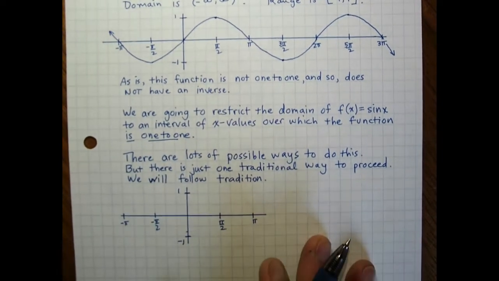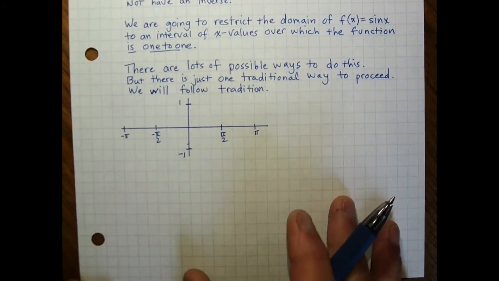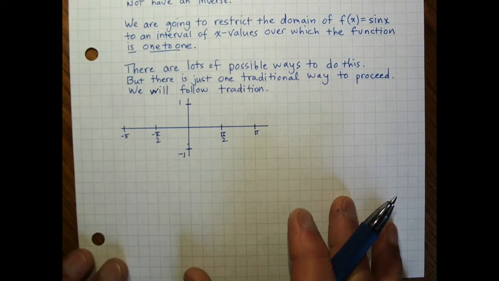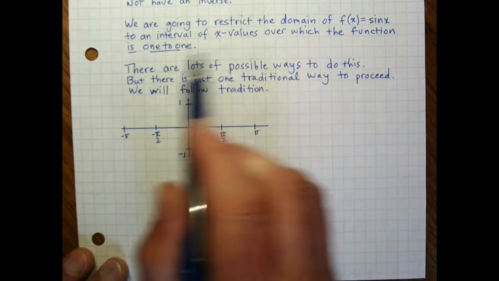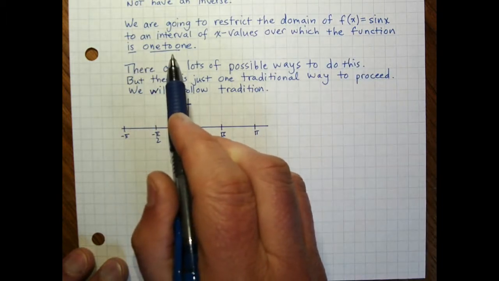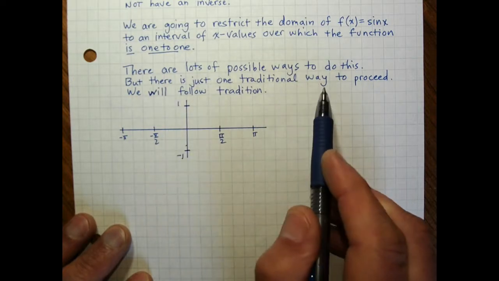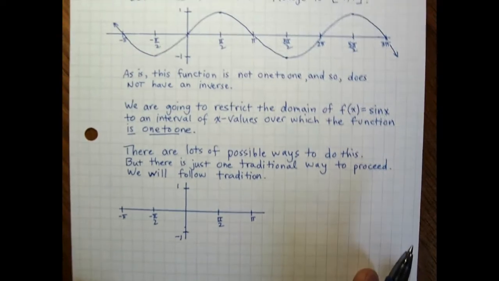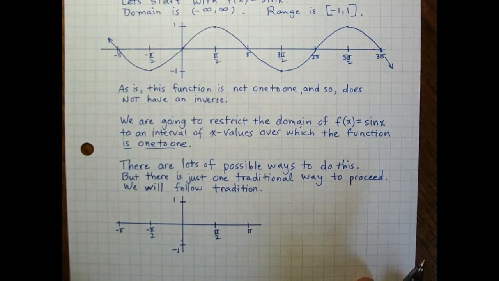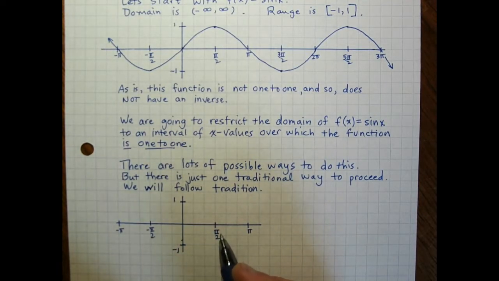What we are going to do is restrict the domain of the sine function to an interval of x values over which the function is one-to-one. There are a lot of possible ways we could do this, but there is just one traditional way to proceed, and we're going to follow tradition. It's something everyone's agreed to do. And so I'm going to draw the restricted domain graph down here at the bottom.